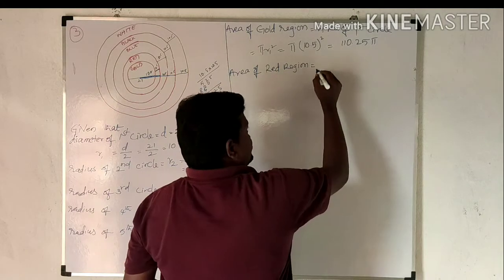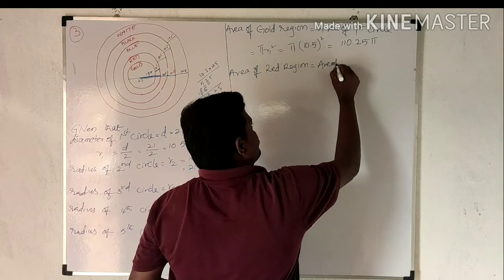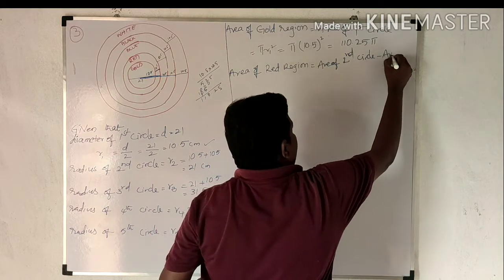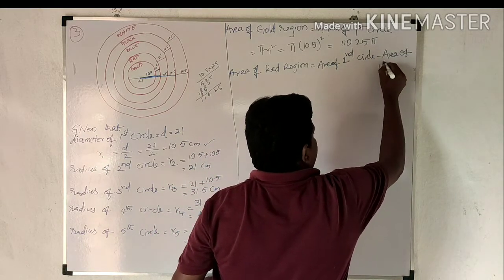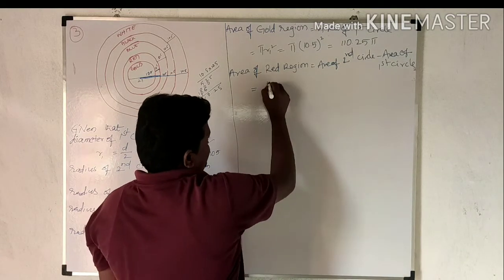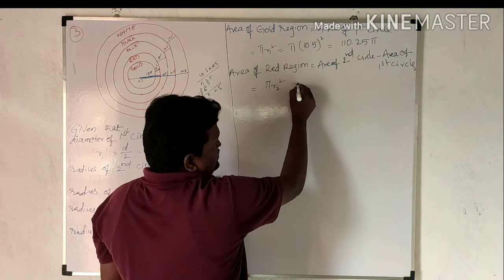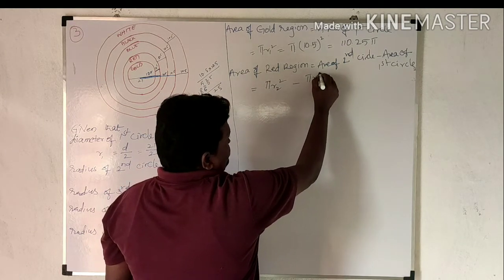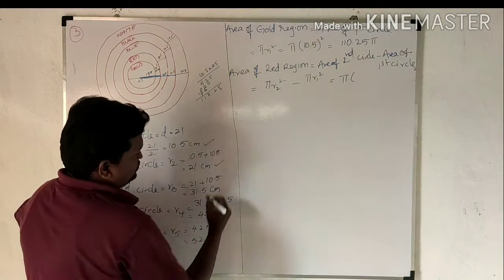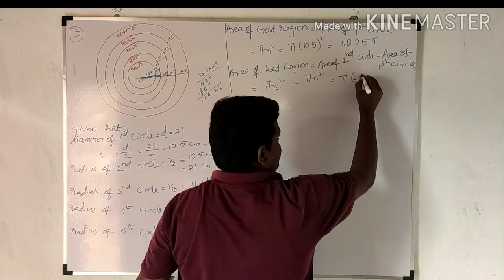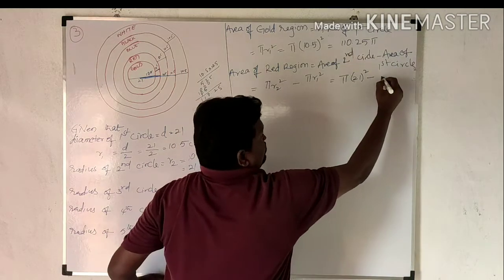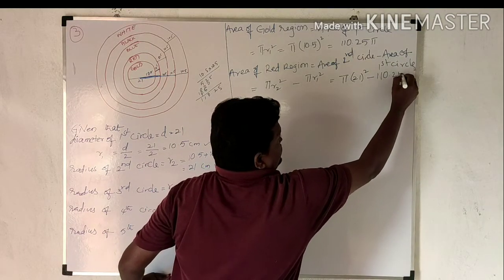Okay, so the area of the second circle minus the area of the first circle is equal to the area of the second circle, means pi R2 squared, minus the area of the first circle, means pi R1 squared. So this is equal to pi into what is the R2? R2 means 21. This is 21 squared minus pi R1 squared, which we already found here, that is 110.25.